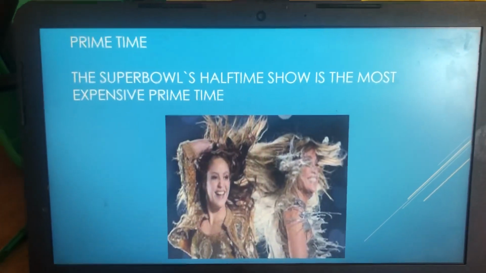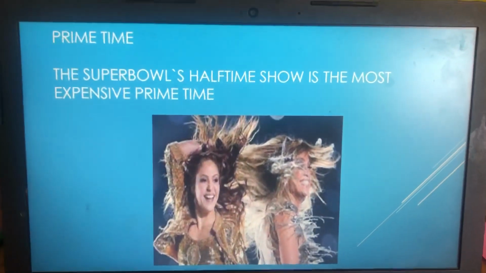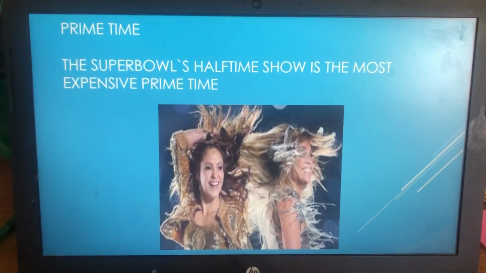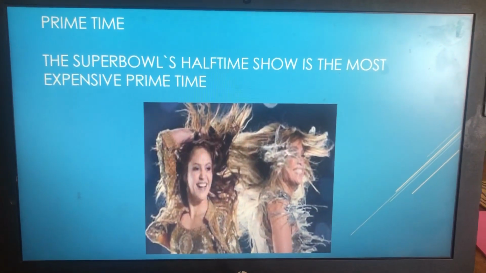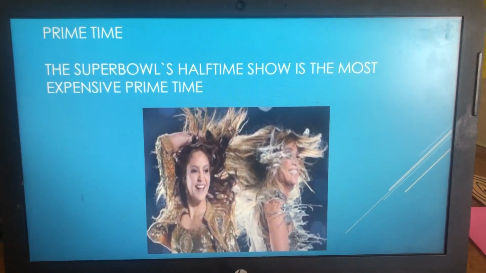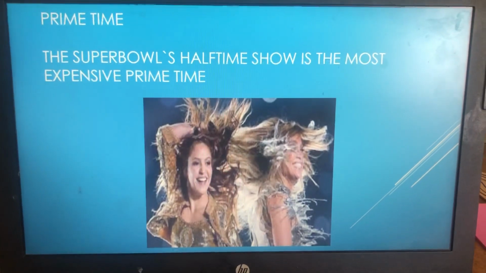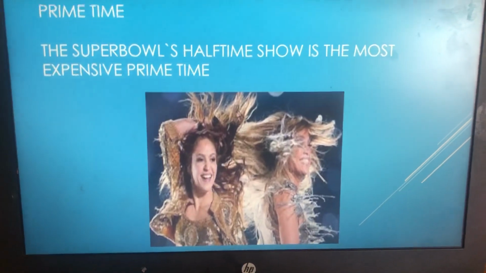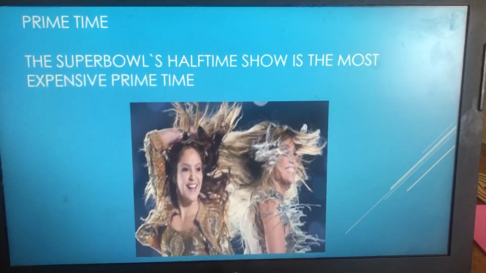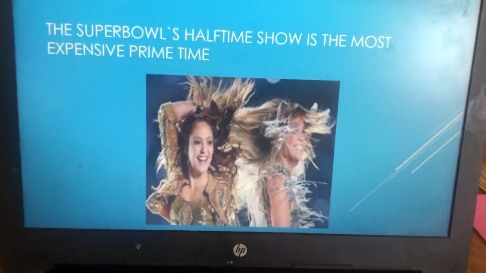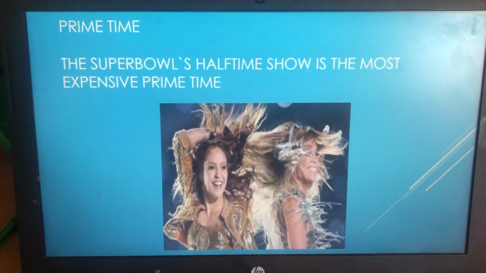The Super Bowl's halftime show is the most expensive prime time. The prime time is the moment that has more visitors. As with the Super Bowl, of course they watch the match, but the moment that they have the most views is in the prime time. It's like the special moment of all of them. So that's the prime time. Now repeat prime time.